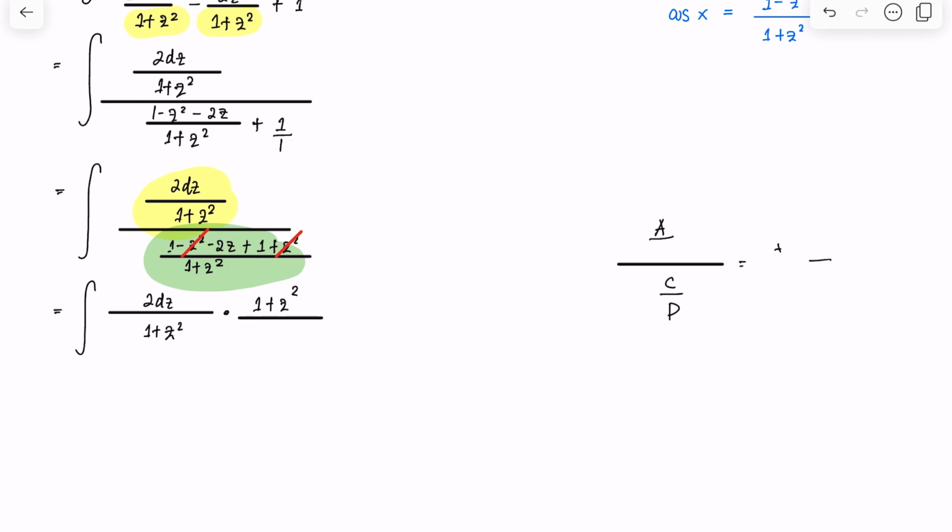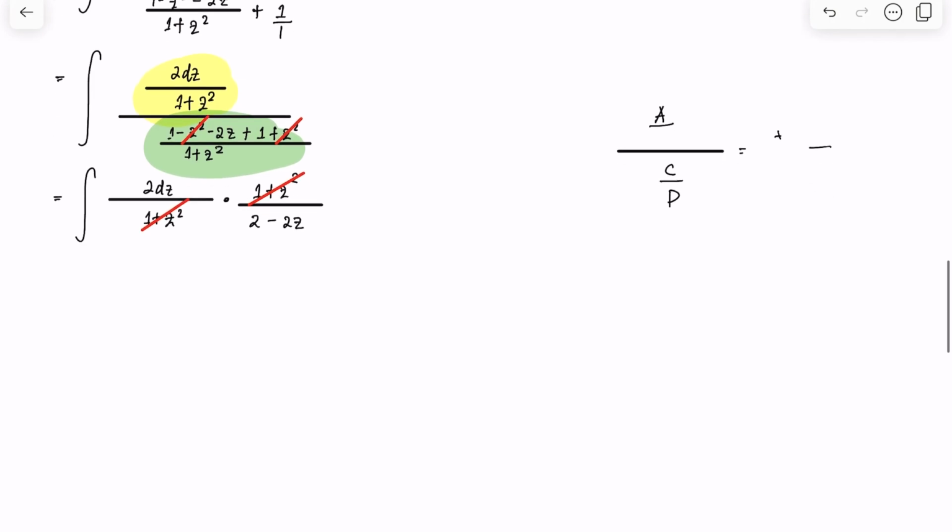If you notice, you got 1. Okay, I'm going to use the pointer. If you notice, you have 1 and 1, so that will add up to 2. And then the remaining terms would be negative 2z. So that's going to be negative 2z. Now, of course, the greatest common factor, this will be cancelled out. And we have a very simple expression now.